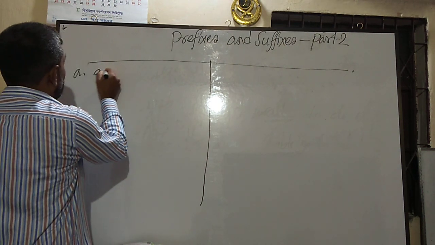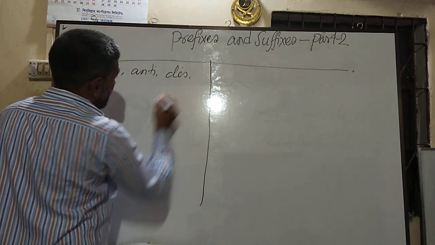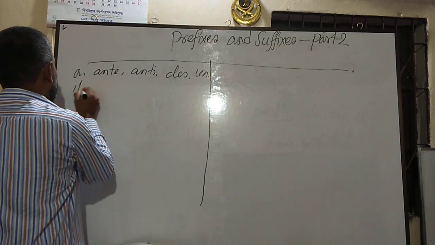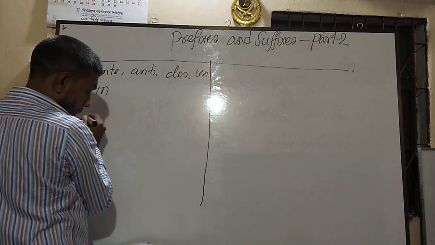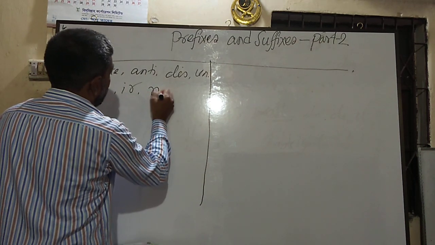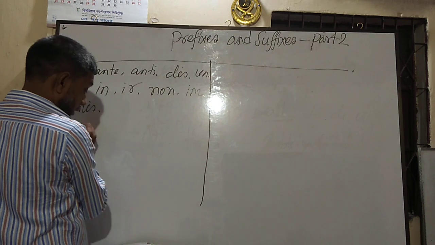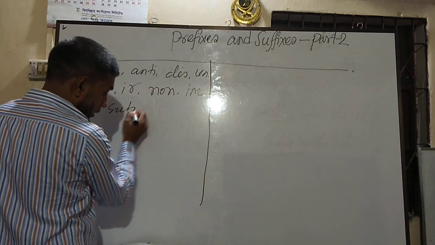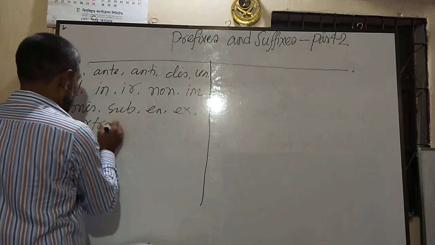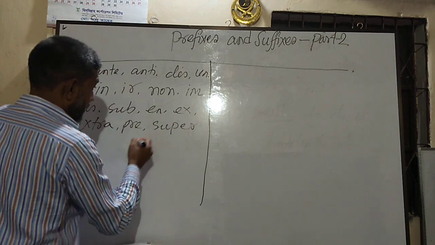So this type of particles: a, ant, dis, un, il, in, ear, non, im, mis, sub, in, ex, extra, peri, super, trans.